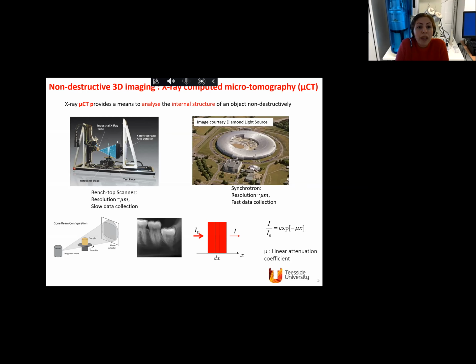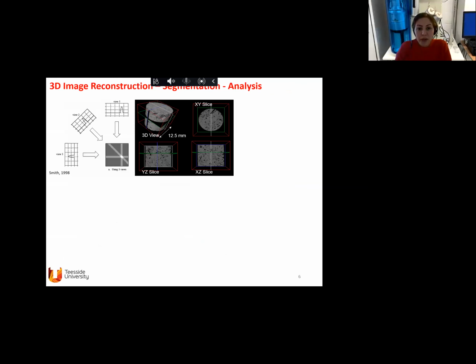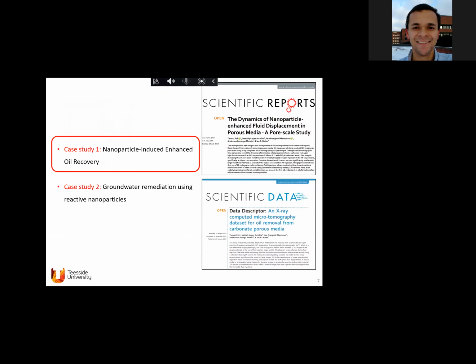So there are other things that synchrotrons are still capable of doing that are much better than a standard CT scanner. But yeah, okay. So that's that.